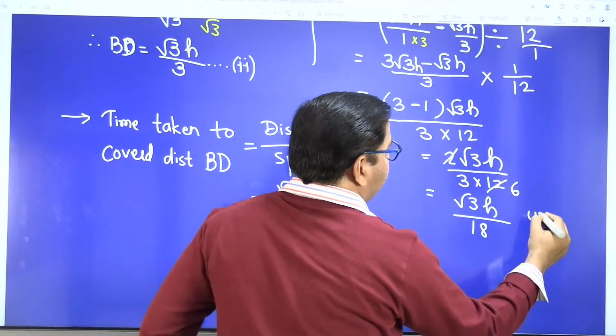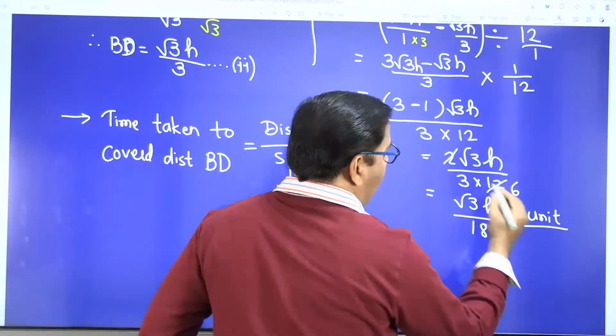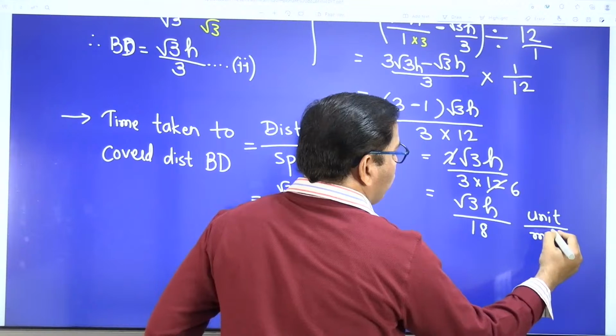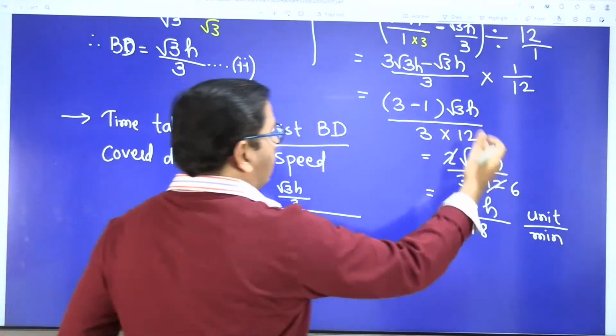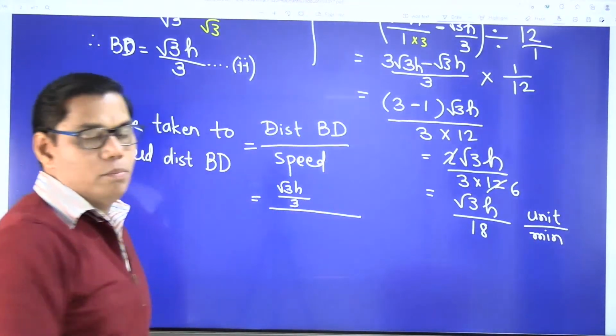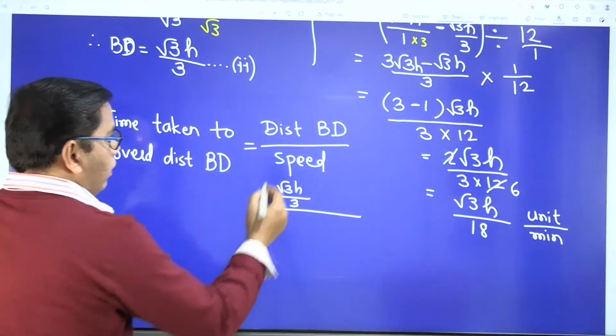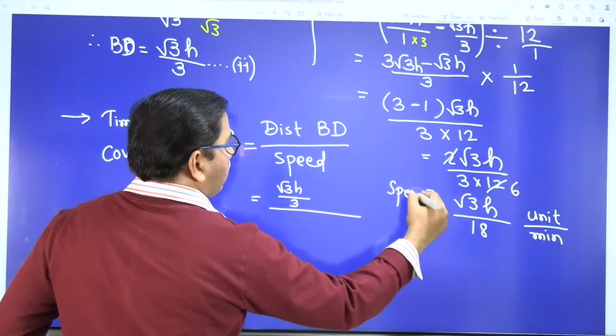distance was, we have taken it as unit because no unit was mentioned there, and our time is in minutes. So unit per minute. You could have taken that as meter also, h meter. So this will become meter per minute. Everything fine? Now come here. We have got a speed. This is the speed of the car.